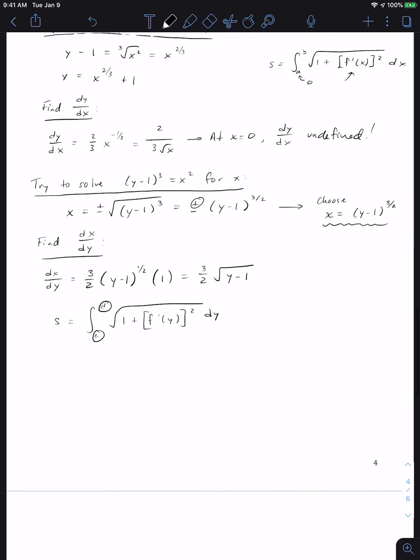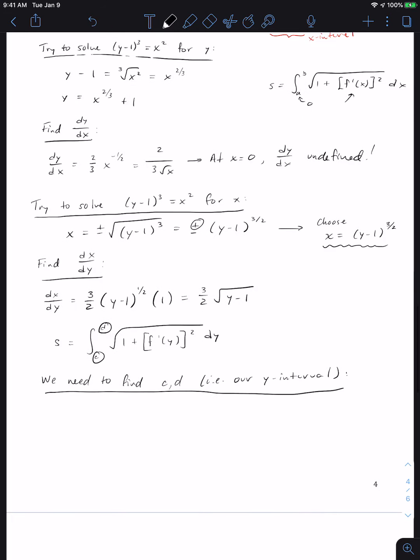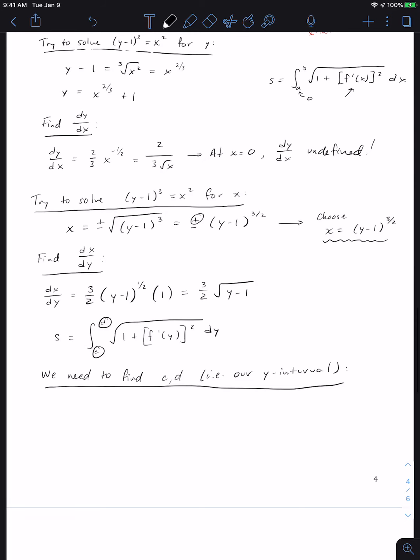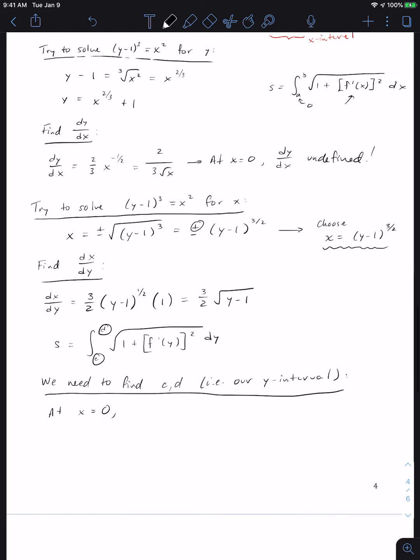So we need to find c and d, i.e. our y interval to integrate on. How are we going to do that? Well, we know our x interval, sorry. So we'll just change those x values into y values. So at x equals 0, because we're going from 0 to 8, what is y?